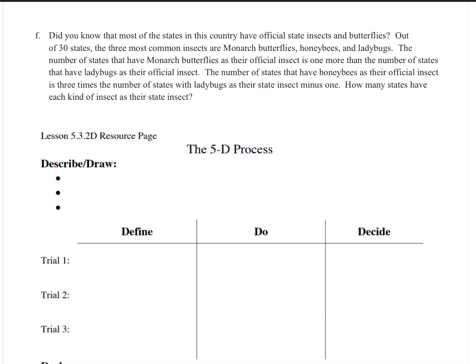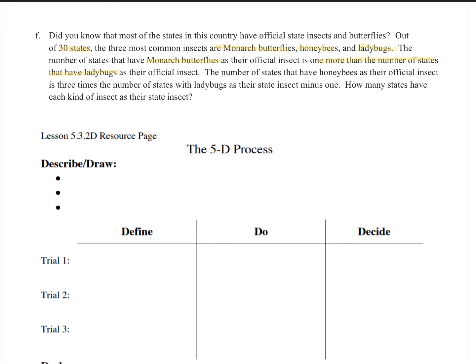Did you know that most of the states in this country have official state insects and butterflies? Out of 30 states, so that's going to be important, 30 states, the three most common insects are monarch butterflies, honeybees, and ladybugs. The number of states that have monarch butterflies as their official state insect is one more than the number of states that have ladybugs as their official insect.